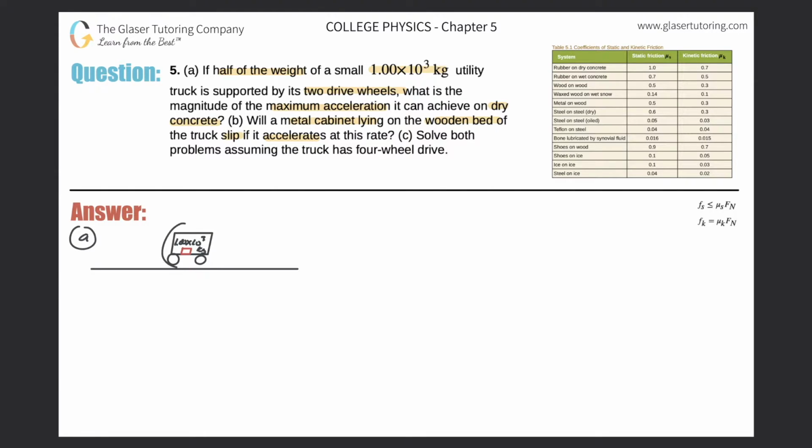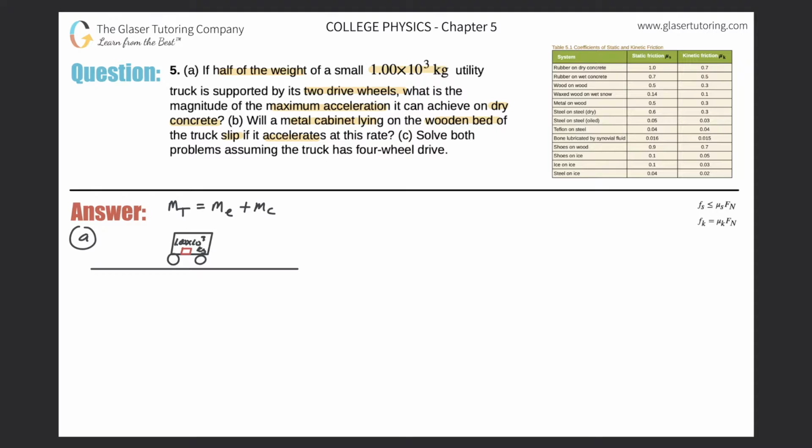All right, so here's a quick picture. We have a truck in black, and in red here, we have the metal cabinet lying in the truck. First, because I'm thinking forward to how to answer letter B as well, I'm going to realize that the total mass of this whole system should be equal to the mass of the empty truck plus the mass of the cabinet.